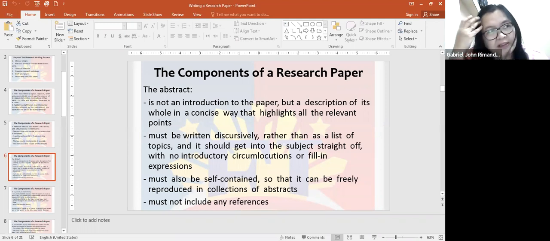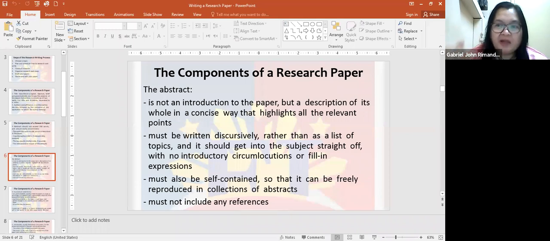Normally, when we are in the process of doing the research, we can use some bullets, some phrases or words where we enumerate all our findings and all our ideas. But when you make your research paper, you have to be more detailed, you expound on ideas, while in the abstract, what you have expounded should still be summarized. Okay? So the topic should get into the subject straight off, with no introductory circumlocutions or fill-in expressions.